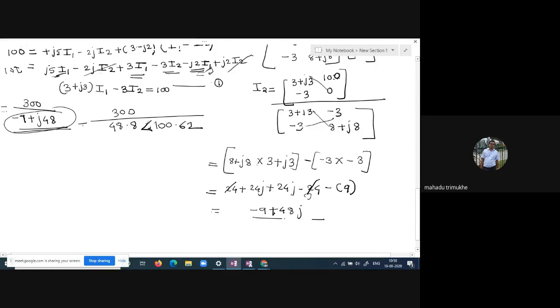Then you have to do the division. Then you will get here 6.43 angle of minus 100.60. This is your I2. Okay, it is clear.